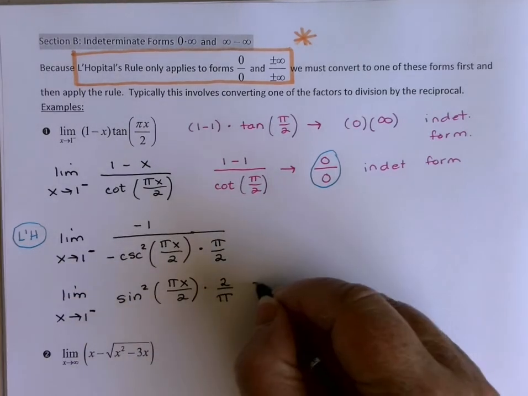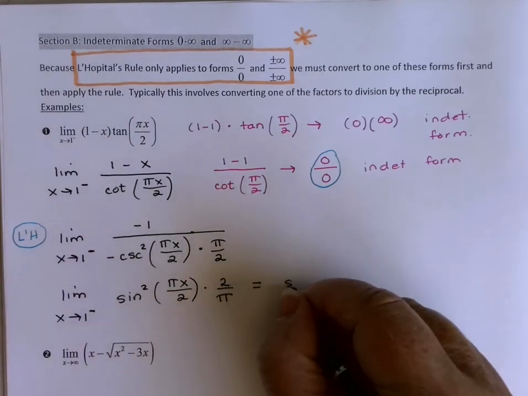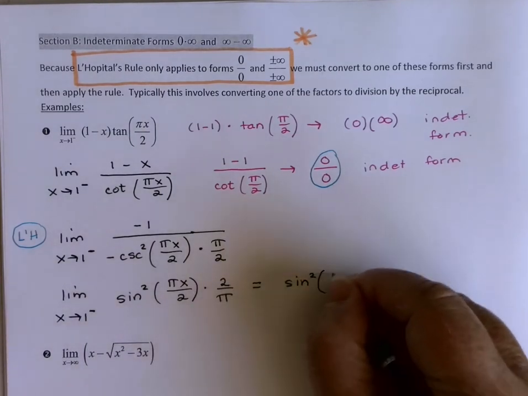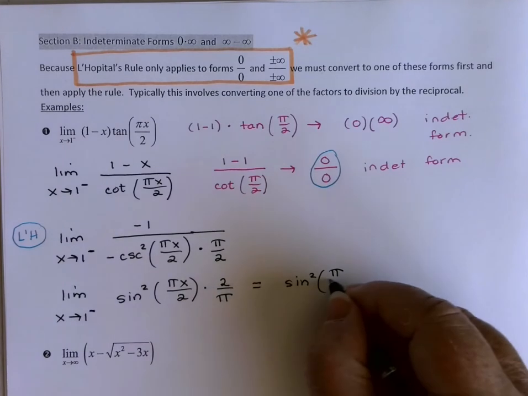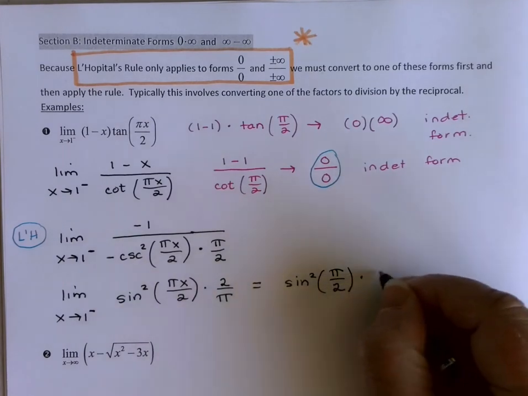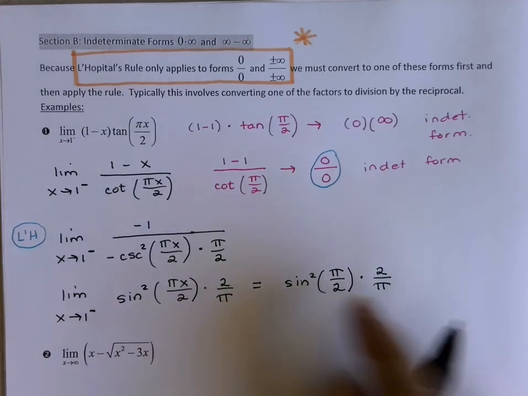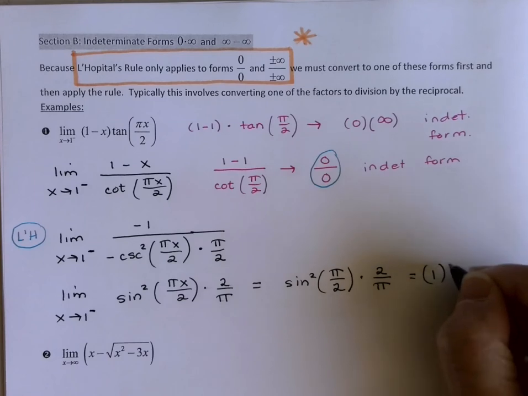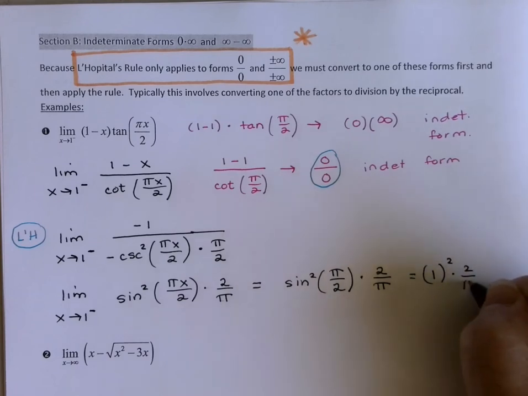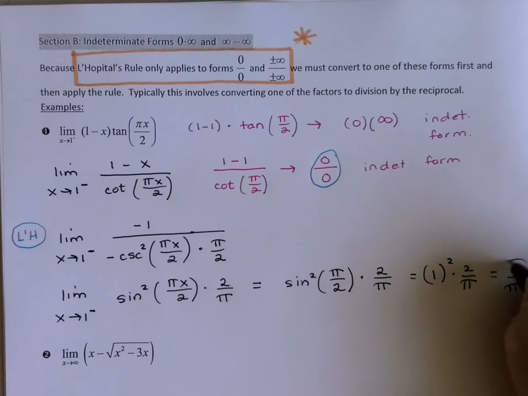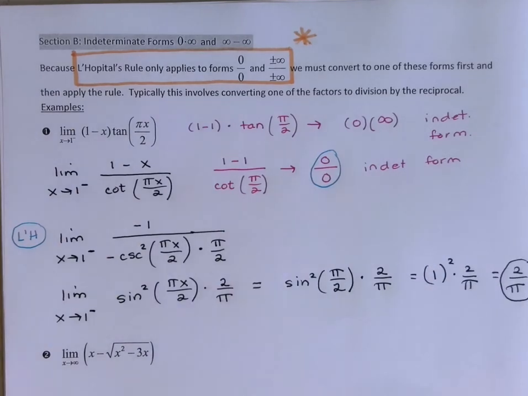Now if I try to plug in, I would have sine squared pi times 1, or just pi over 2, times 2 over pi. Sine of pi over 2 is 1. So I just get 2 over pi for my limit.